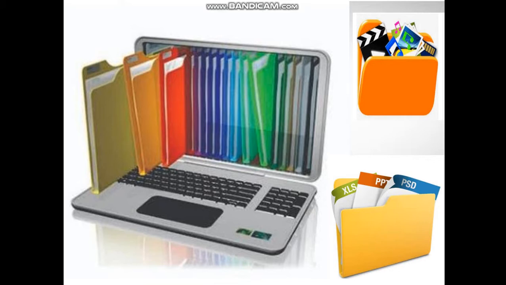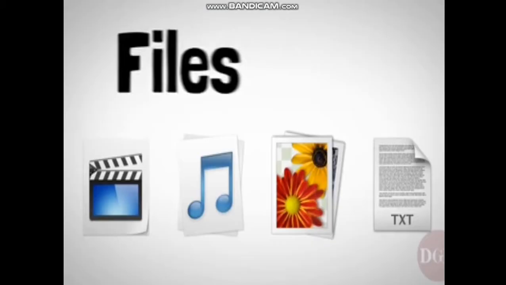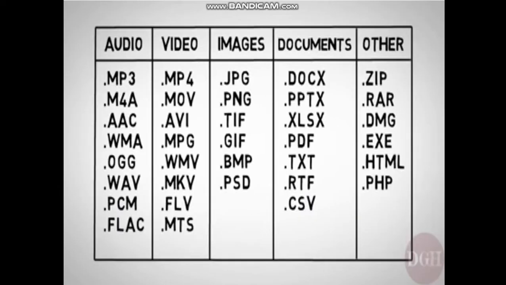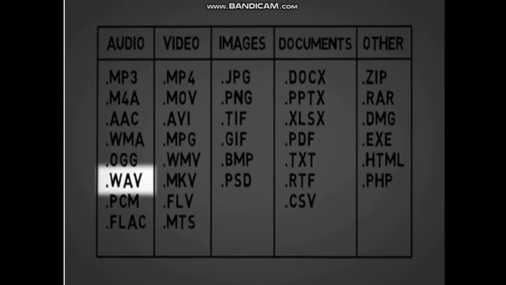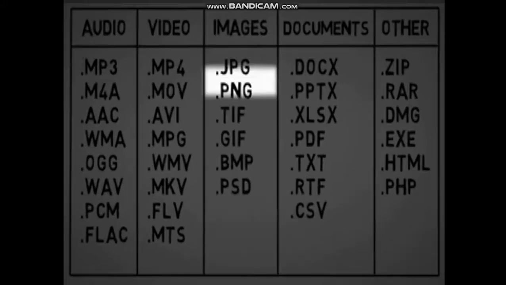So students, now what is a file? A file is a collection of data. Data can be of text, image, audio and video files. So in our computer system generally we see audio files, video files, images, documents and other types of files. In audio files generally we see MP3 files and WAV files, and in images we see PNG or JPG files.